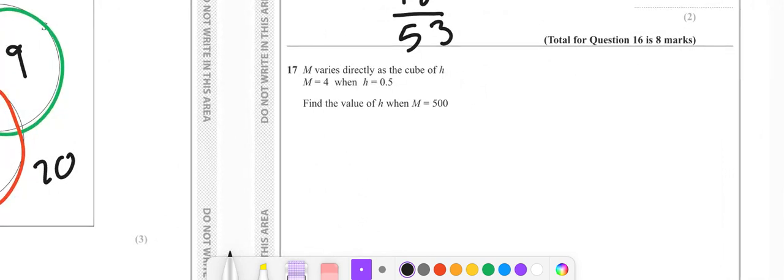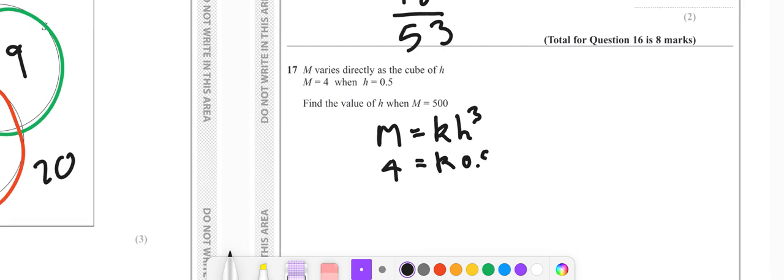Okay, m varies directly, or is directly proportional to the cube of h. So m equals k h cubed. When m is 4, h is 0.5. So k is 4 over 0.5 cubed. k is 32.